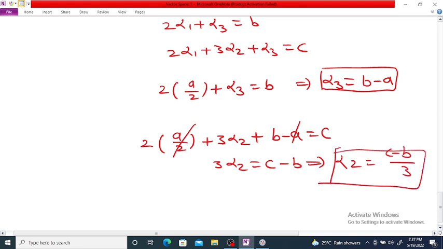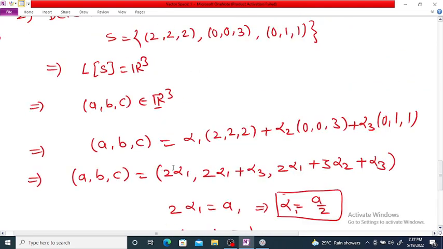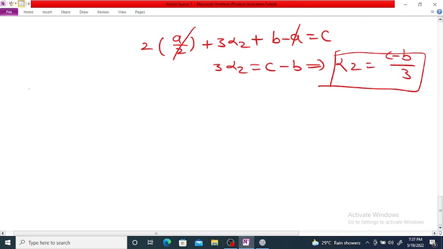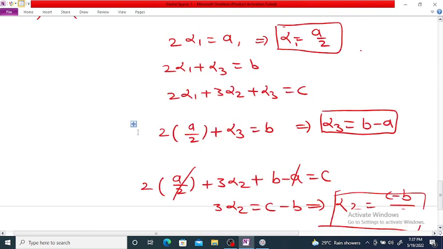And therefore we can write the arbitrary vector (a, b, c) is equal to alpha 1. So what is alpha 1 here?